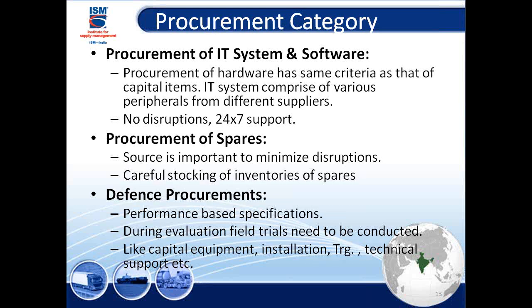For procurement of IT equipment, keep in mind one key thing: no disruption. We have become so dependent on IT systems. For the people involved in buying IT systems and software, the key thing is 24/7 support. You might have made big savings, but if you're not able to assure 24/7 support, I would call the procurement faulty. Same thing for procurement of spares, and the last one is defense procurement, which I mentioned earlier, with performance-based specifications.